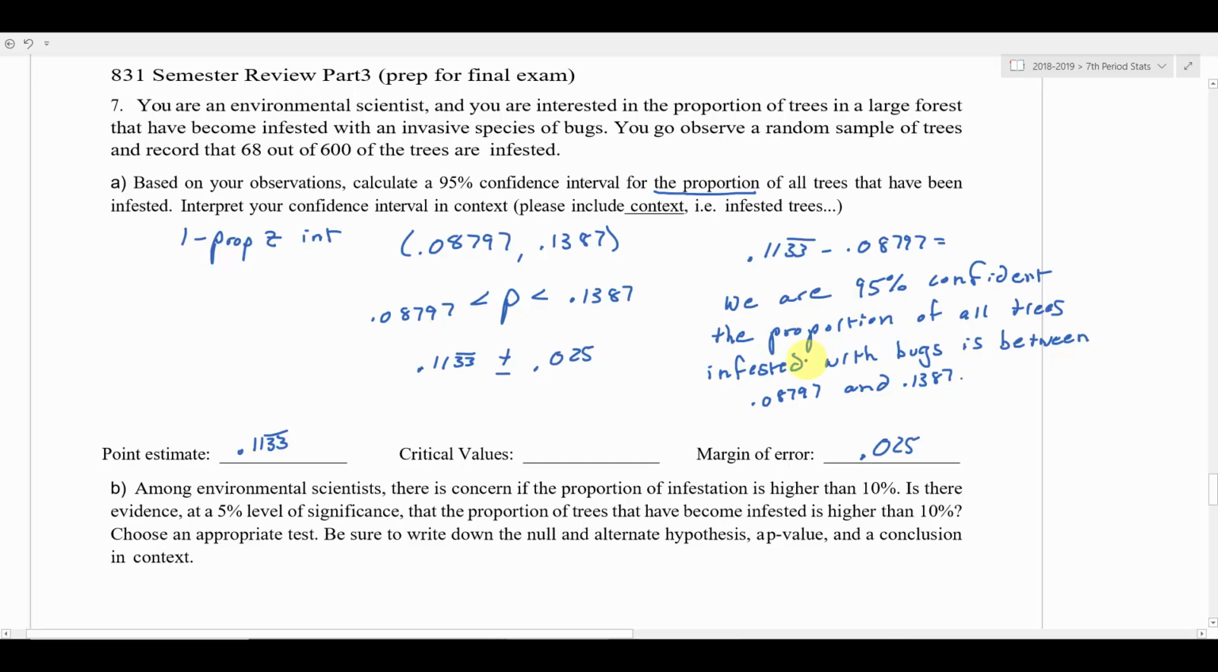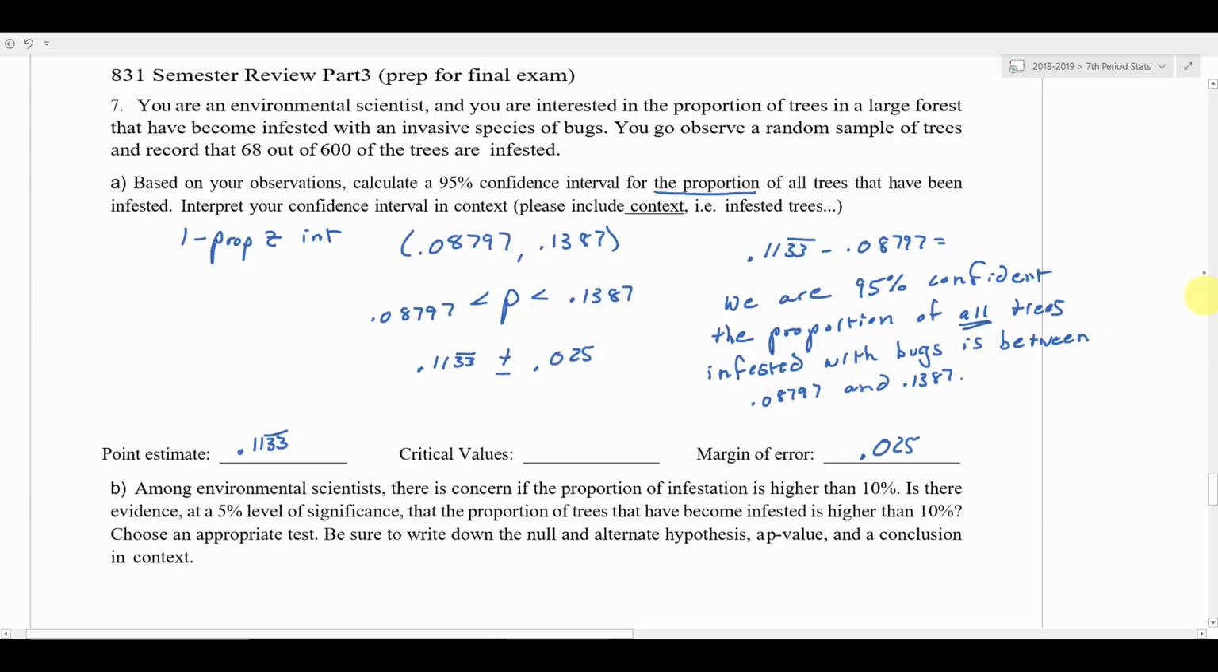Remember, the key to confidence statements, make sure you do not say that this is a 95% probability. Also make sure that you indicate somewhere in there that you know that you're talking about a population of some sort and not an individual or a sample for that matter.